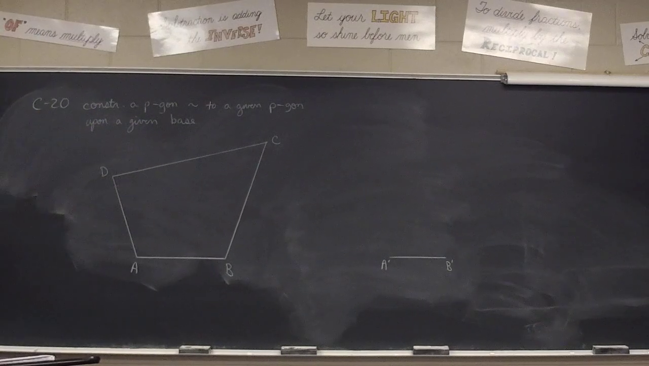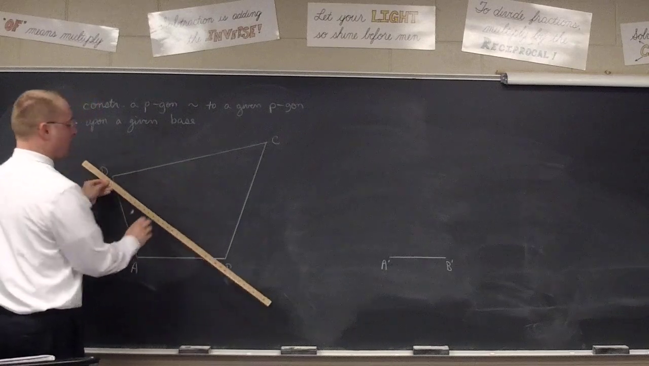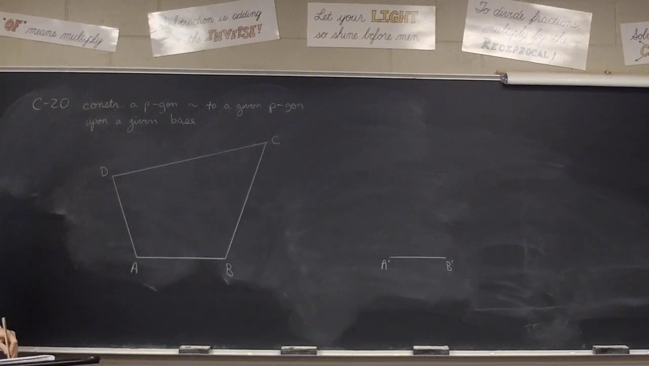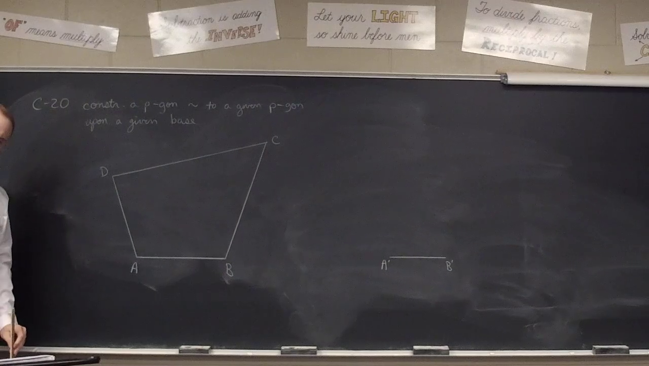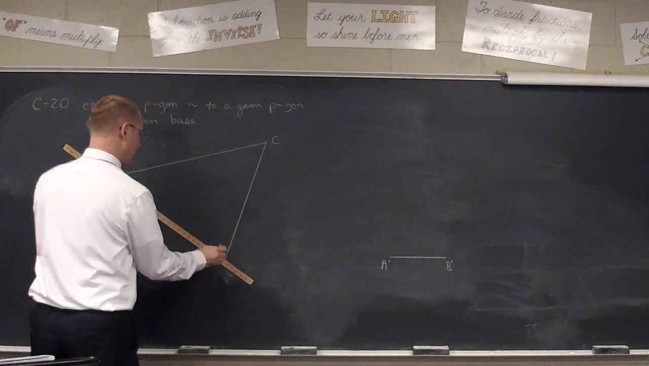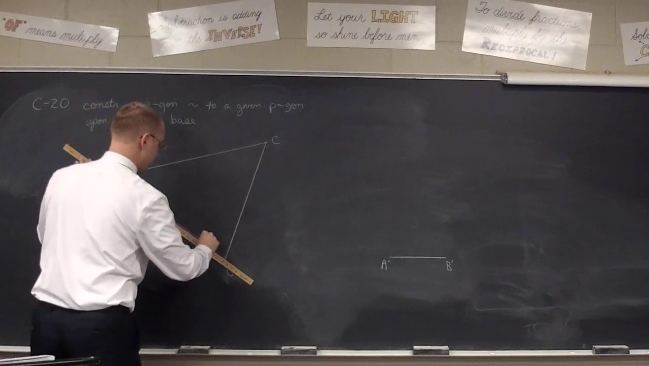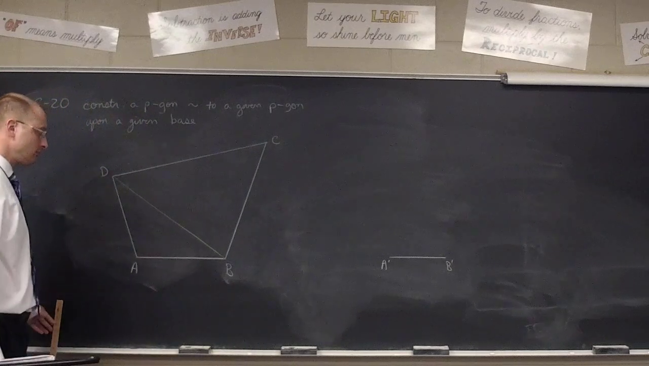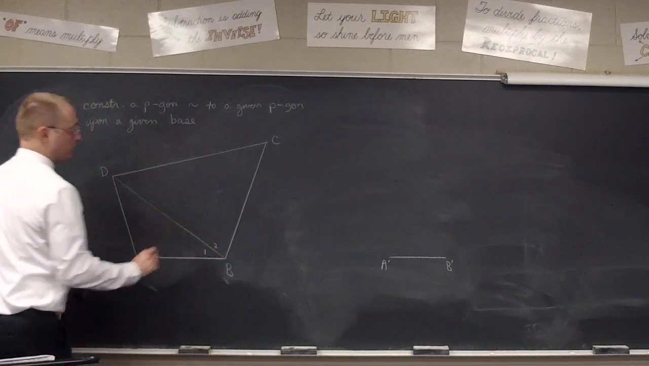First things first, class. We need to draw a diagonal. I could either draw BD or I could draw AC. Which one do you want to do, Dylan? BD? All right. We're doing it backwards of what we did last time, and that's fine. I'm going to number these angles 1 and 2.